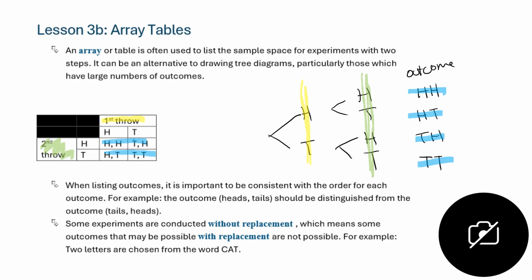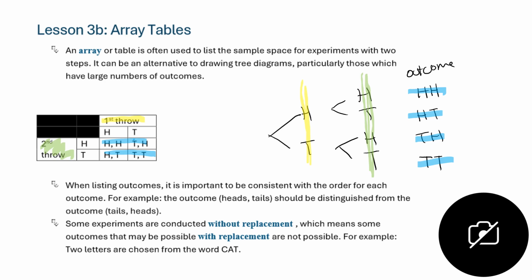So this can be great, particularly when we have a lot of information. If you remember back to that tree diagram, example one had so many outcomes. Sorry guys, it would have been a lot easier for us to do an array table. It would have displayed that information. The only downside to an array table is you can only have two events occurring, whereas in a tree diagram, you can branch out forever and ever.